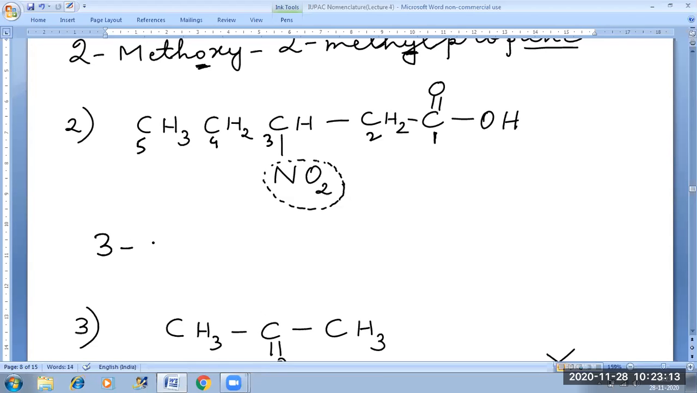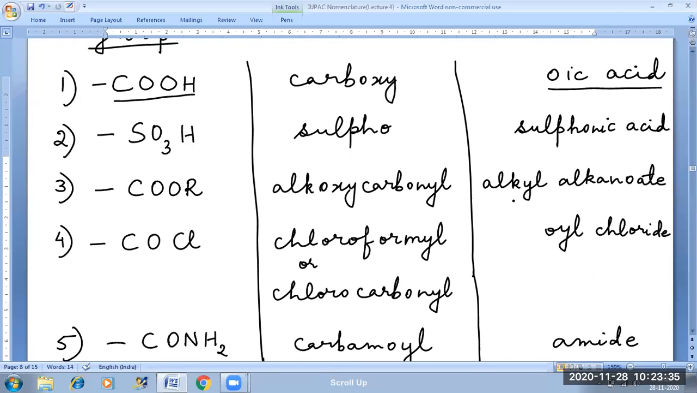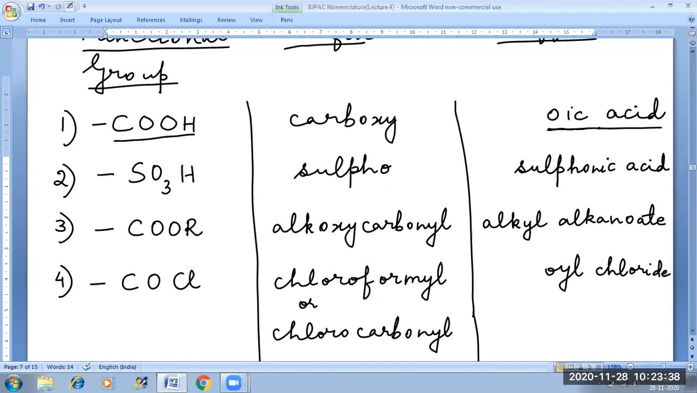So I can say 3 nitro because NO2 is always called nitro. It's a substituent. So 3 nitro, 5 that means pent. So pentanoic acid. Why did I do this? Because COOH is the principal functional group and the COOH has its suffix as oic acid. Whatever is the principal functional group must get suffix. So suffix is oic acid here. So it is pentanoic acid for the second example.